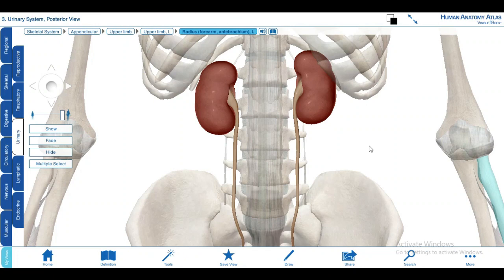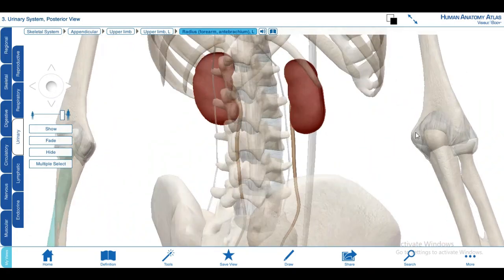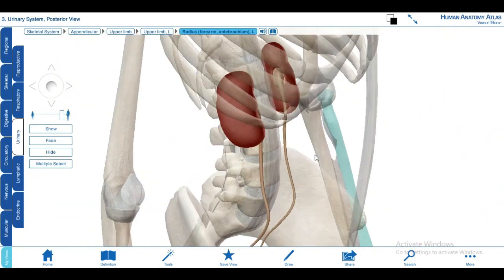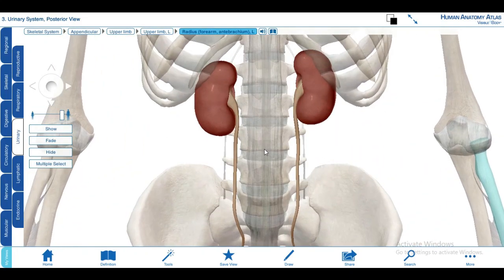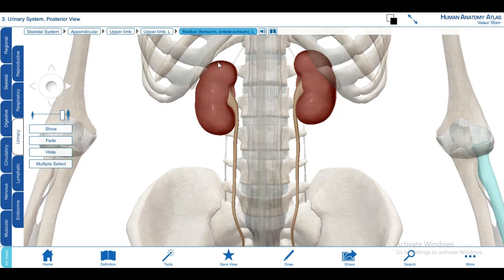Dear students, today I will show you the anterior and posterior relationship of both kidneys. I hope that you are familiar with these organs, the bean-shaped kidney, isn't it? Okay, here is the right-sided kidney and here is the left-sided kidney of this individual. And we are looking at the kidneys from the front of that individual.